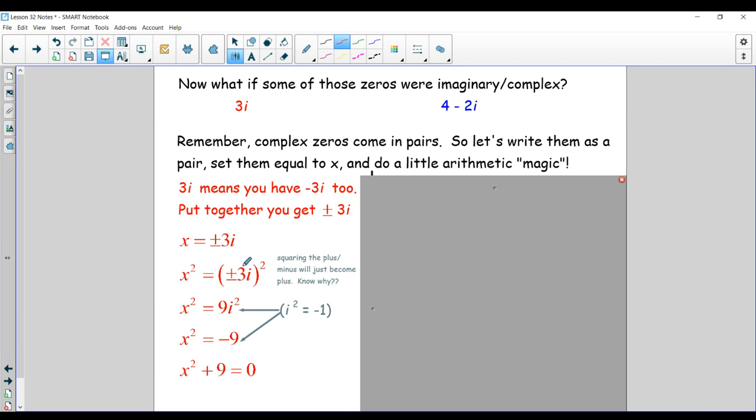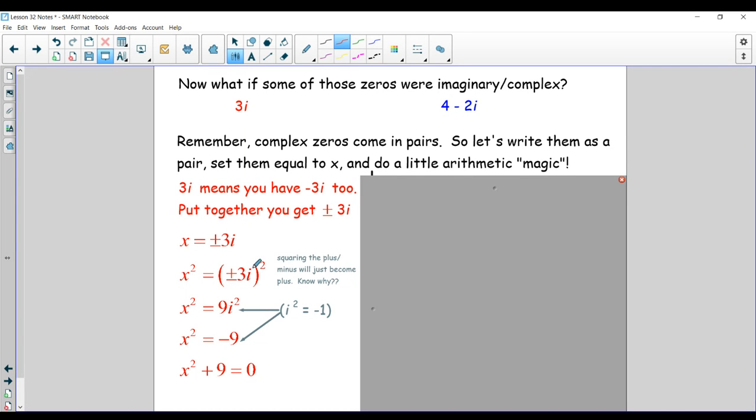Then I'm going to square both sides. And when I square the plus or minus, it just becomes plus, again, because if you square a negative, it's a positive number. Negative 3 squared is 9. Negative 5 squared is 25. It's not negative 25, it's positive 25. So when I square the plus minus, it's going to be a positive answer.